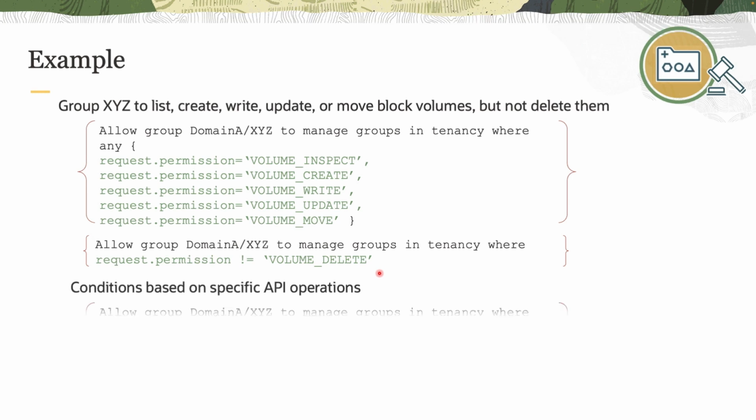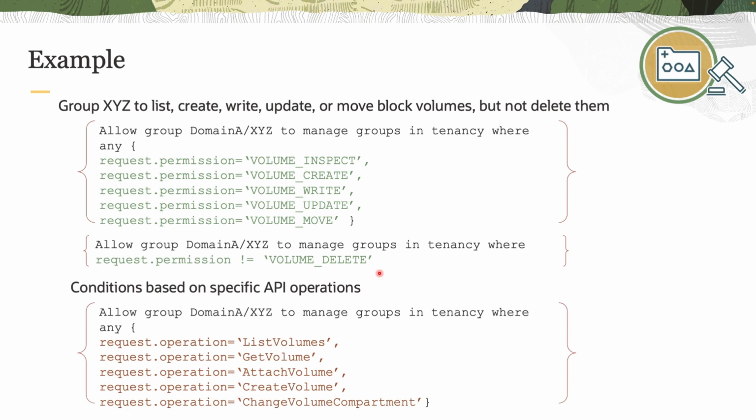We can also write policies with an API operation condition, where we use request.operation instead of permission, and then provide the list of operations that we need to allow.